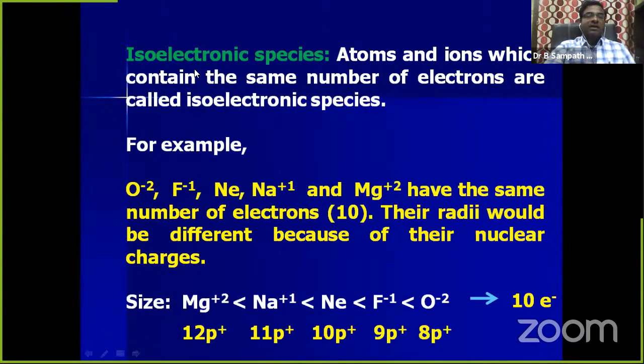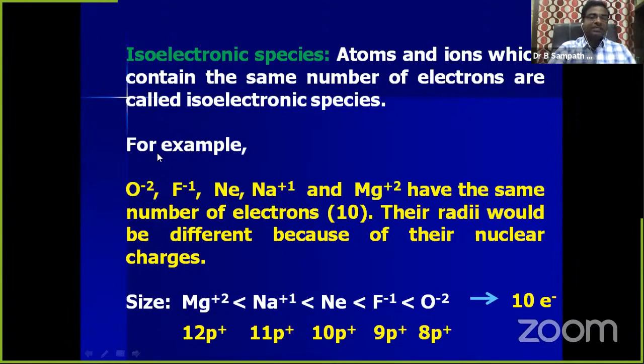Next, children, here isoelectronic species. What are isoelectronic species? Here iso means same, electrons means same number of electrons. So species with the same number of electrons are called isoelectronic species. Atoms and ions which contain the same number of electrons are called isoelectronic species.